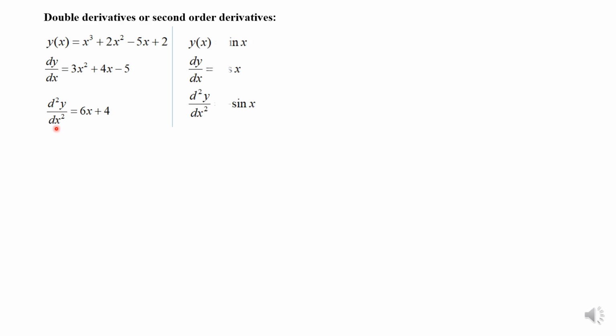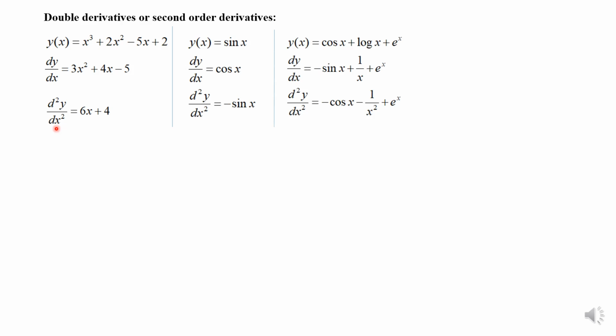So here are a few more examples. Sine is there, differentiate, you will get cos. Again differentiate, you will get minus sine. So it is a second order derivative. One more. Here you have a function, differentiate it, you will get this. Differentiate it again, you will get this as a second order derivative.